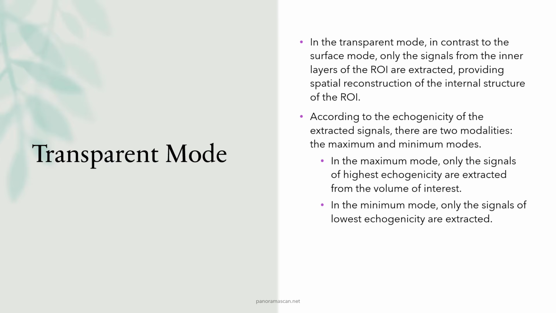In transparent mode there are two submodes. The maximum mode extracts signals with the highest echogenicity, ideal for highlighting denser structures like bones. The minimum mode extracts signals with the lowest echogenicity, which is useful for visualizing softer tissues, such as fluid-filled structures or areas with less density.